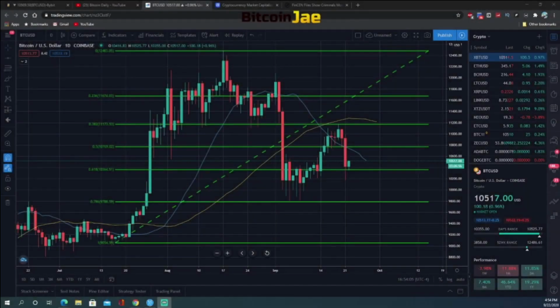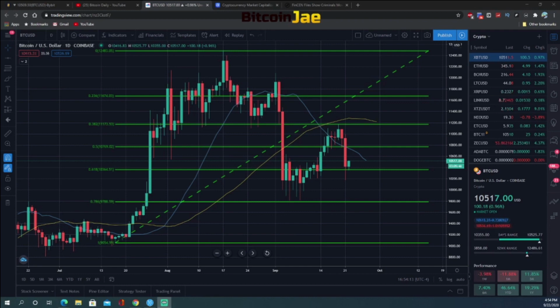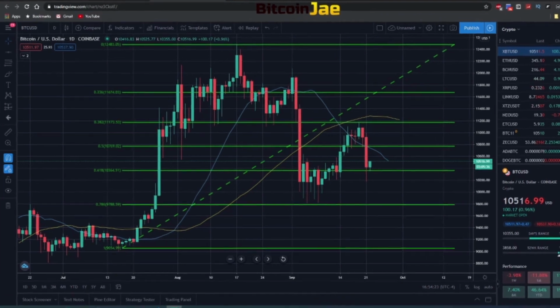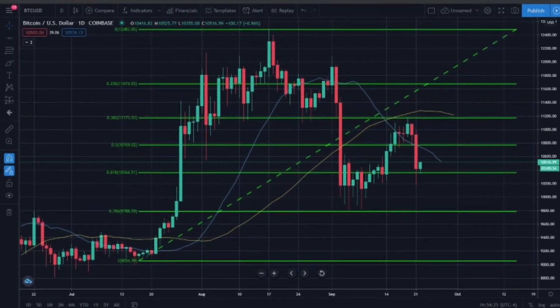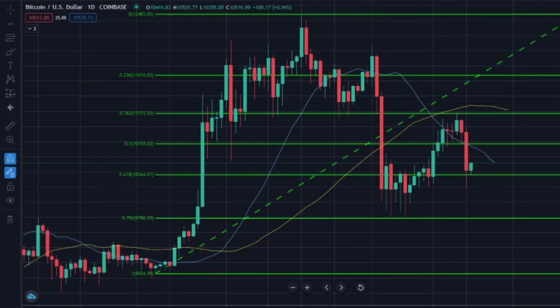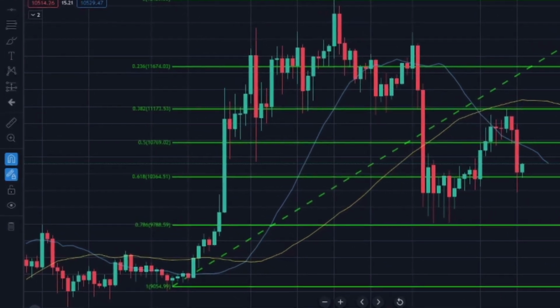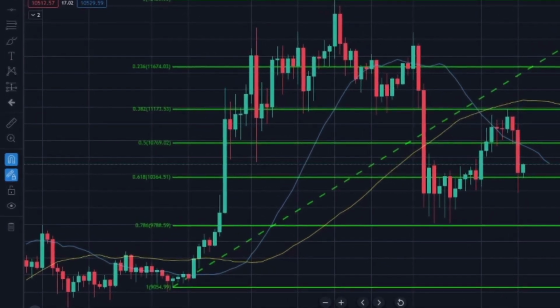So what do Fibonacci retracement levels tell you? Fibonacci retracement levels can be used to find entries, determine stop loss levels, and set price targets. For example, let's take a look at this Bitcoin chart. These green horizontal lines represent each Fibonacci level. If we look on the left, we will see the 23.6%, 38.2%, 50%, 61.8%, and 78.6% levels.